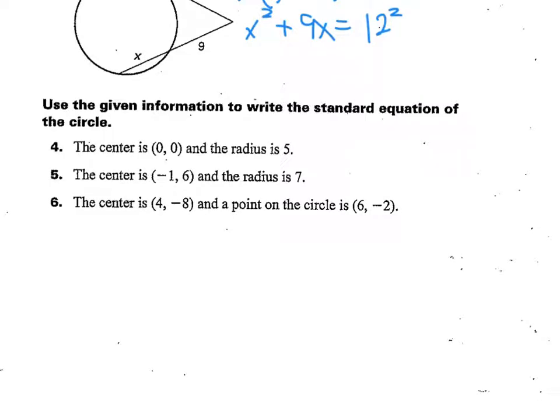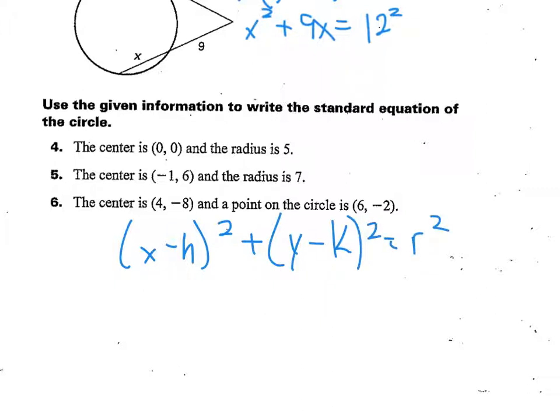Okay, number 4. Remember, we want to write the equation of this circle, so we're going to use the formula (x minus h) squared plus (y minus k) squared equals r squared. Now remember, your h is the x value and your k is the y. Okay, so make sure you plug those in. There's your r. Okay, and that's how you're doing 4 and 5.